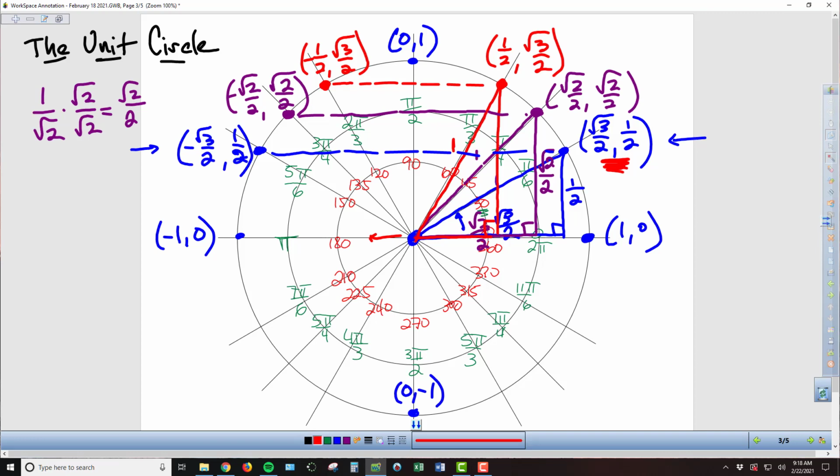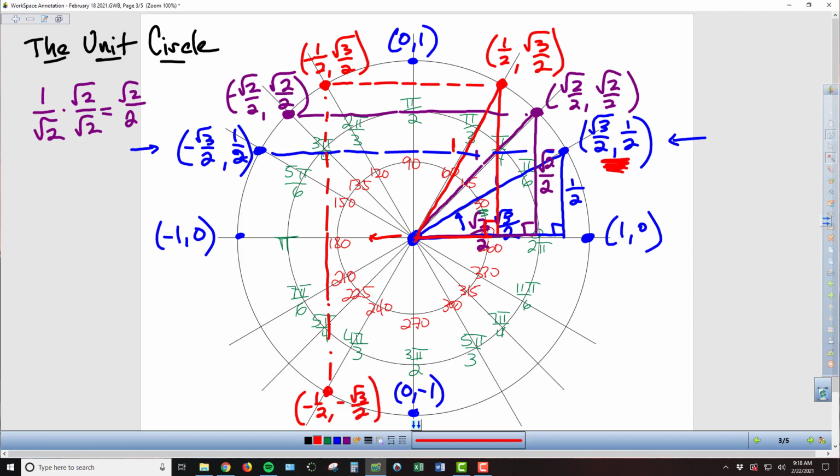So I'll stick with the red. If I drop this line all the way down to here, we can see that we're going to have the same coordinates at this location at 240 degrees at 4 pi over 3 as we had at those other red locations, just both coordinates are going to be negative. So we're going to have negative 1/2, negative root 3 over 2.